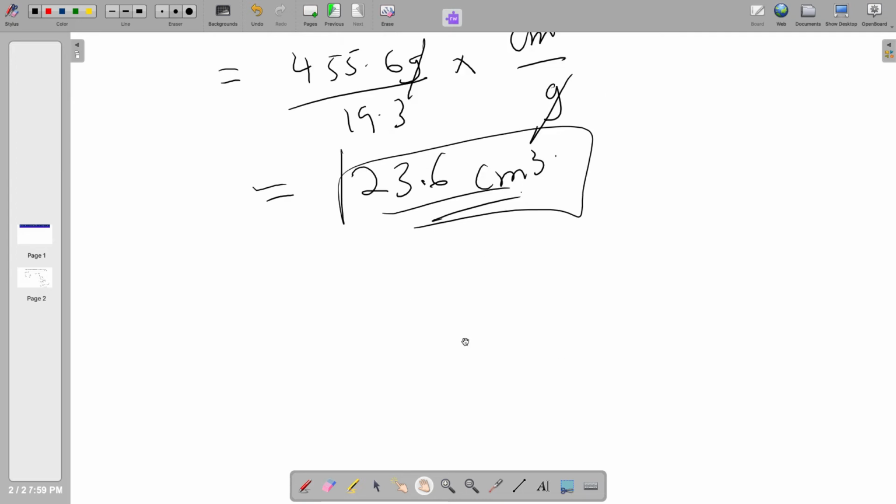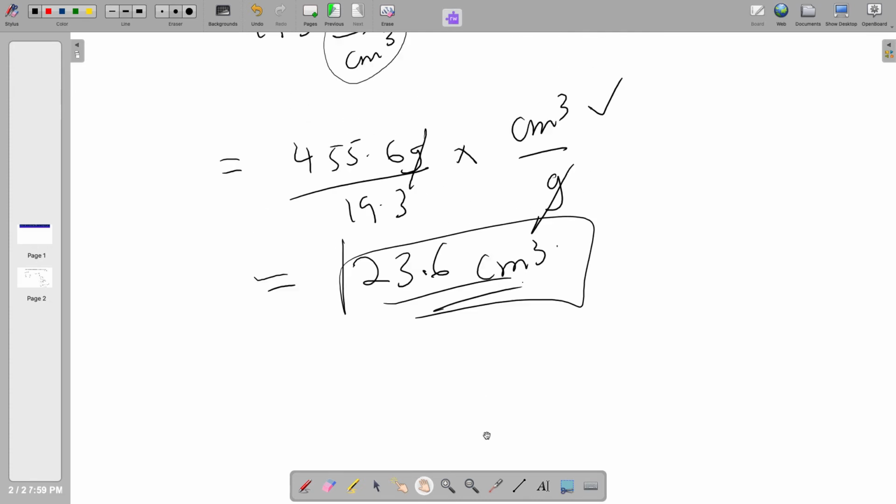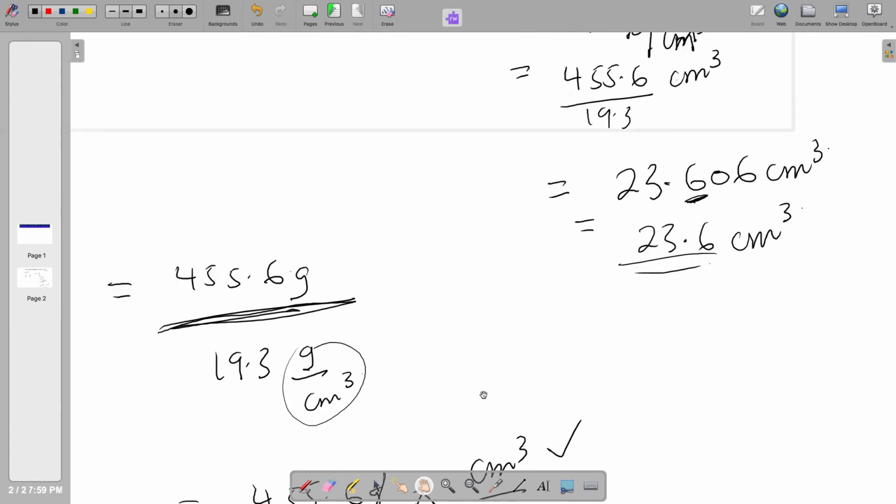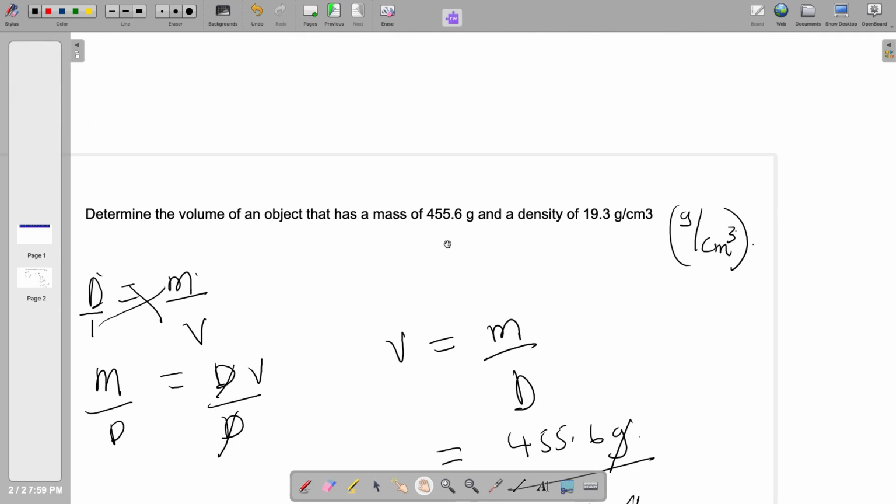So another way of doing this is we can set up a table and then use the mass given and also the density given and then calculate our volume. Okay, so let's go ahead and do it. So as you've seen in the question, you have been given density.